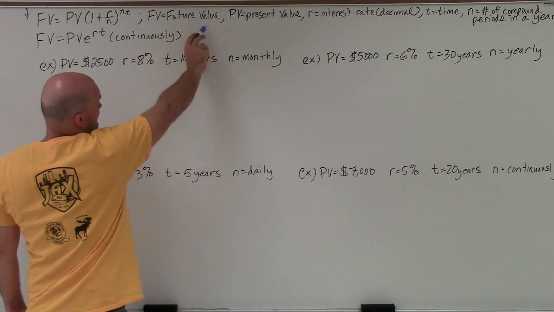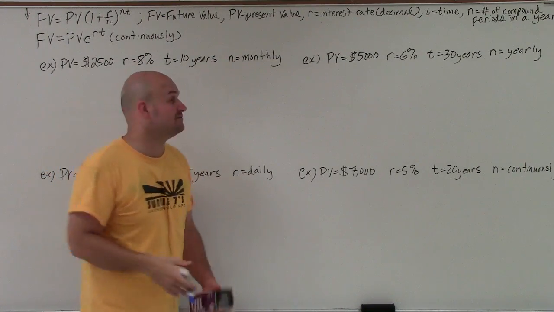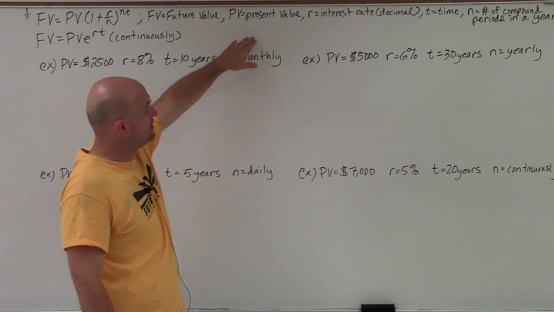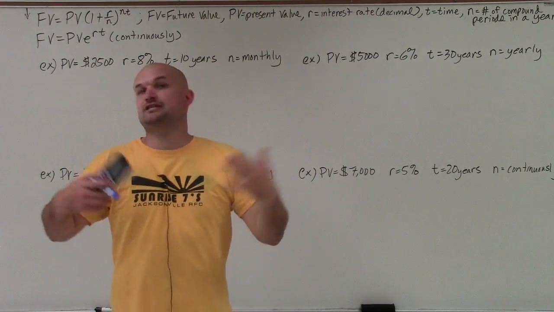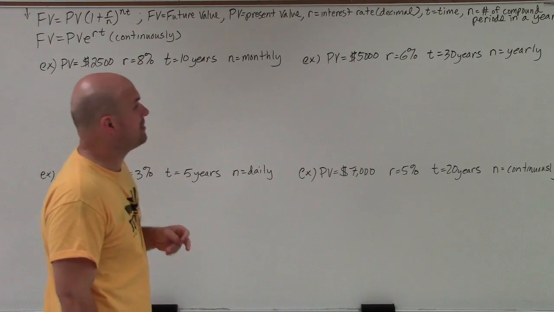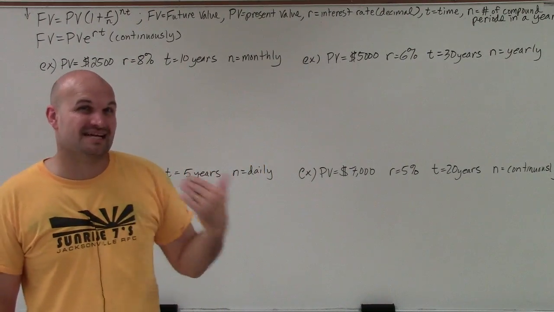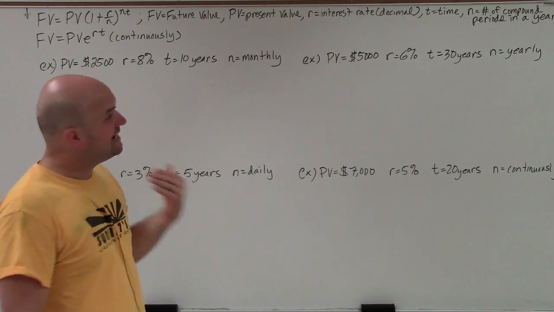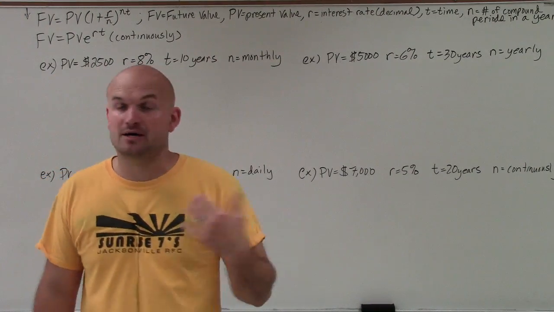FV represents future value, which is your final amount, which we're determining in this video. PV represents your present value, which is like your initial amount. R represents your interest rate, but make sure that it's in decimal form. T represents the time, how long you're going to invest. And N represents the number of times you're going to compound per year.